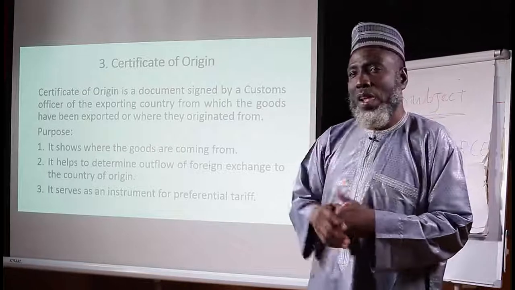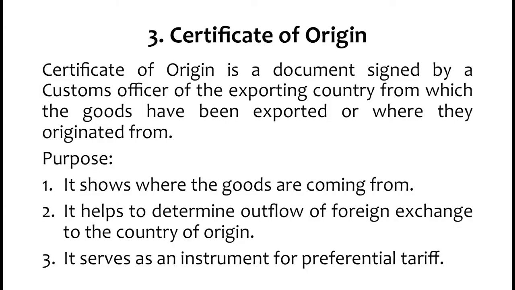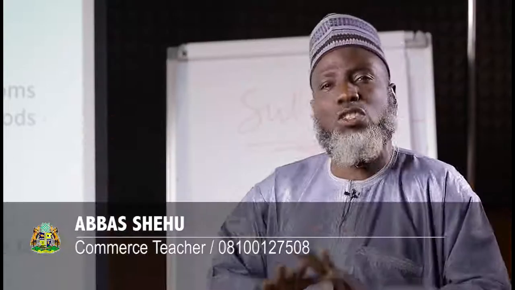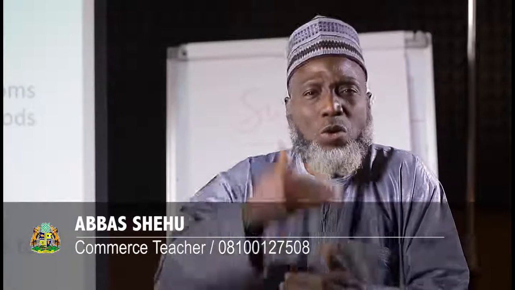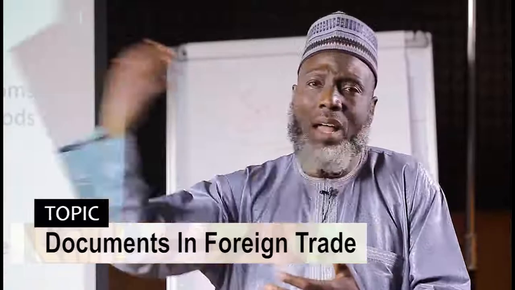Now, document number three, certificate of origin. This is the document that is signed by the customs officer of an exporting country from which the goods have been exported or where they originated from. This is just the document that shows the origin of the goods. From which country are they being taken? From which country are they being exported?